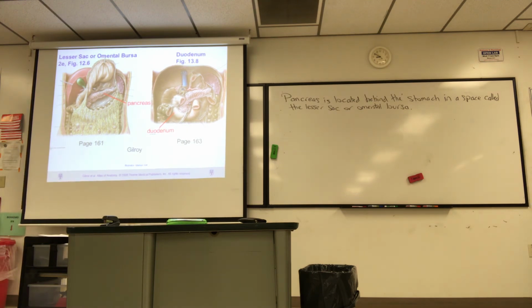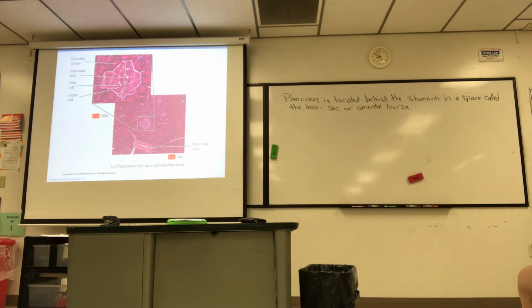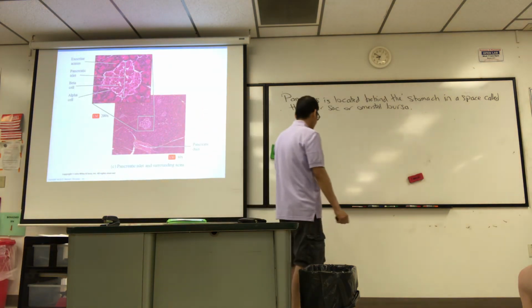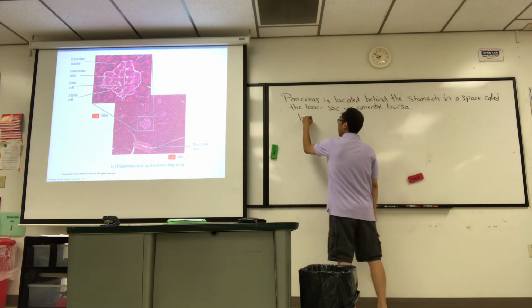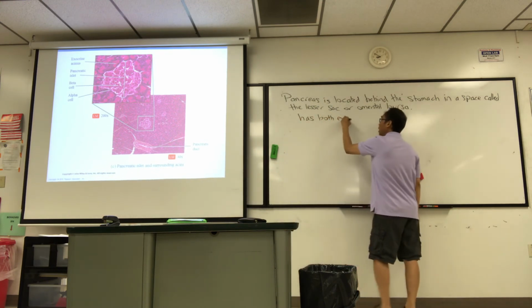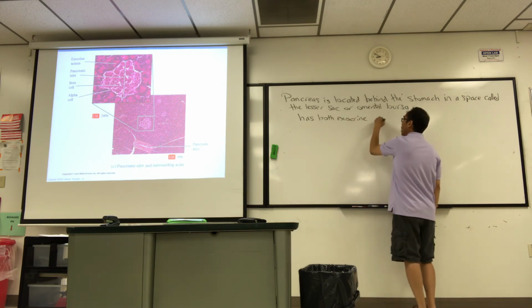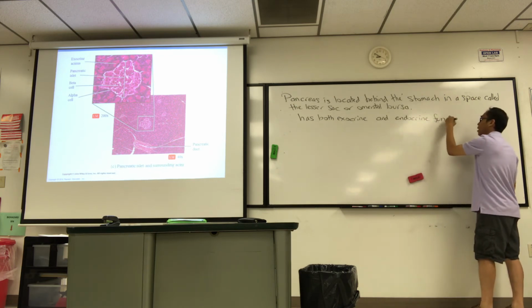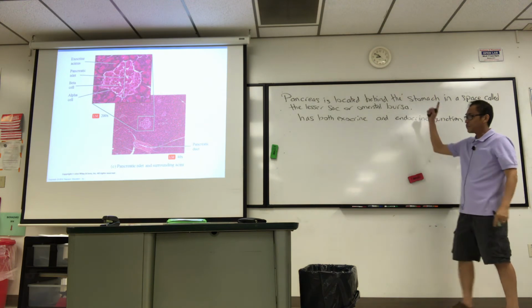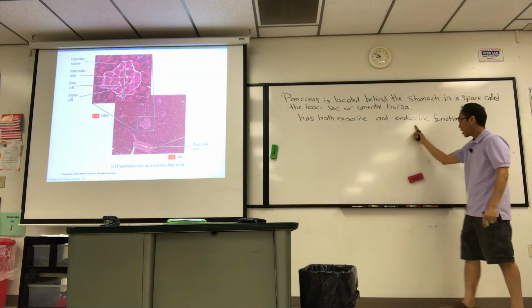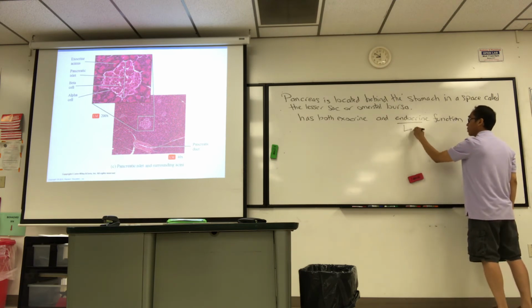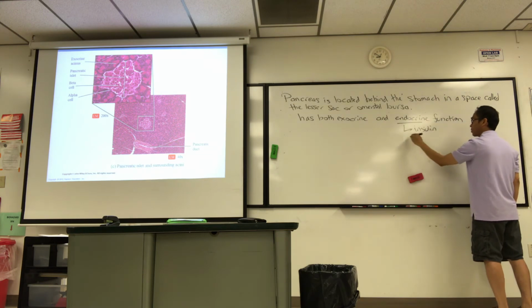And let's look at the pancreatic islet. This is the pancreas under a microscope. The pancreas actually has both exocrine and endocrine function. The exocrine function is for digestion. We'll get to it then. For now, the endocrine function I want you to be concerned with is how it regulates blood glucose through insulin and glucagon.